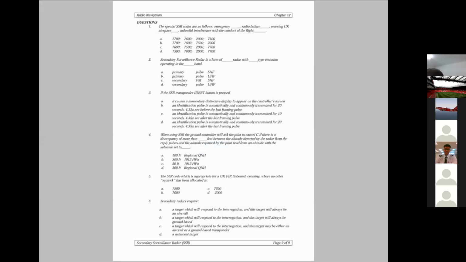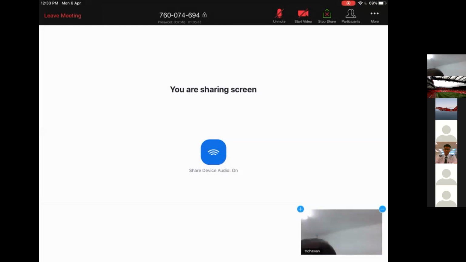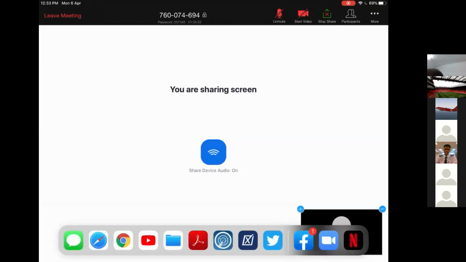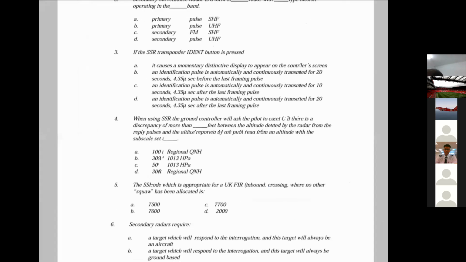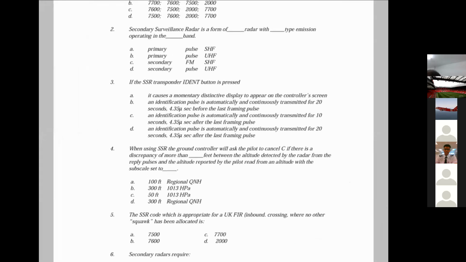Secondary surveillance radar is a form of secondary radar with pulse type emission operating in the UHF band. Delta. Correct, Delta is the answer, absolutely correct. Question number three, please. If the SSR transponder ident button is pressed, an identification is transmitted. Delta is the answer.